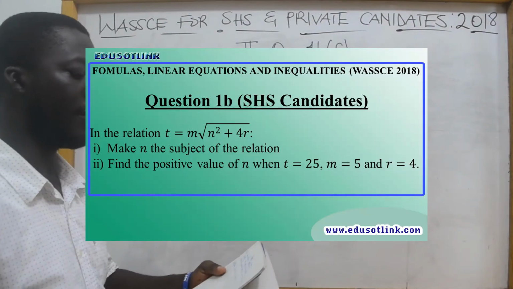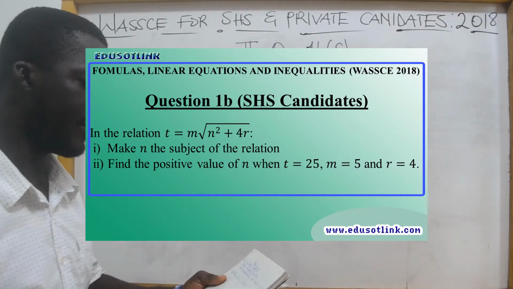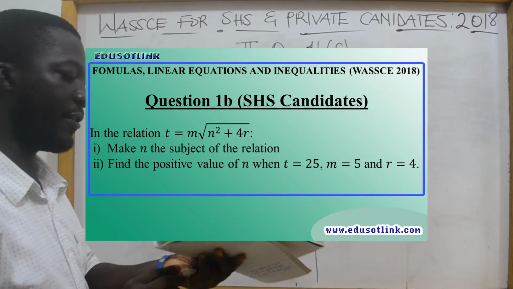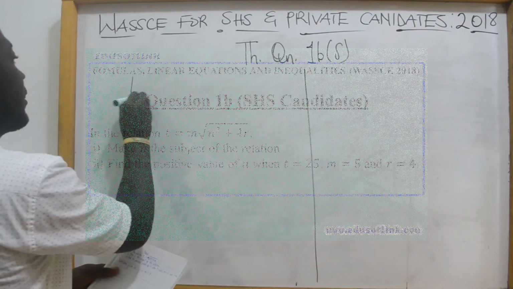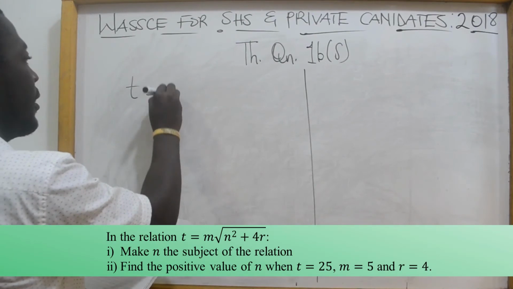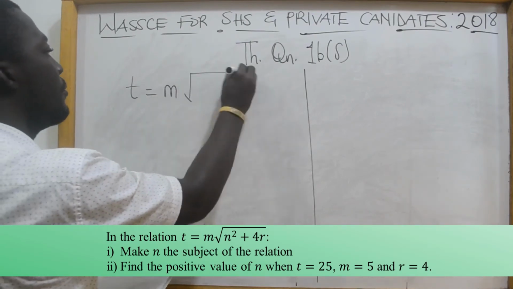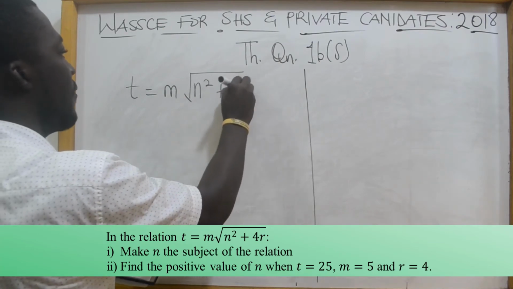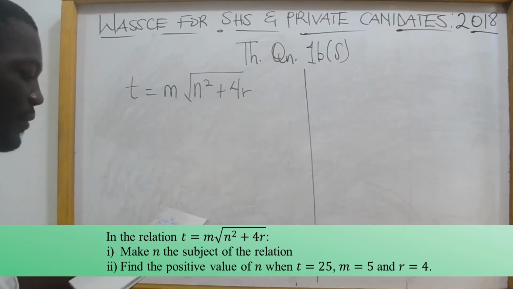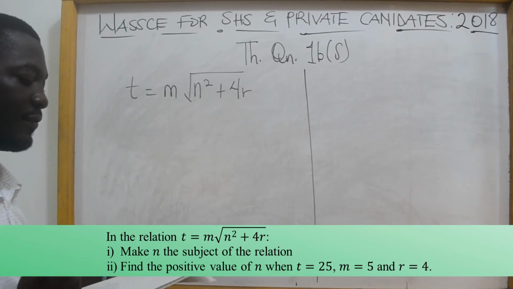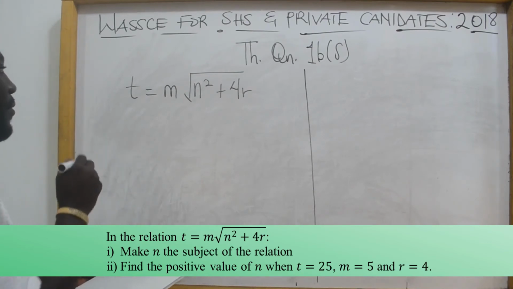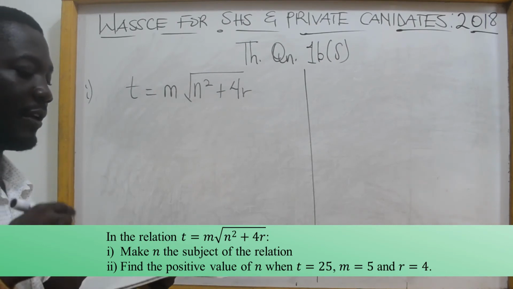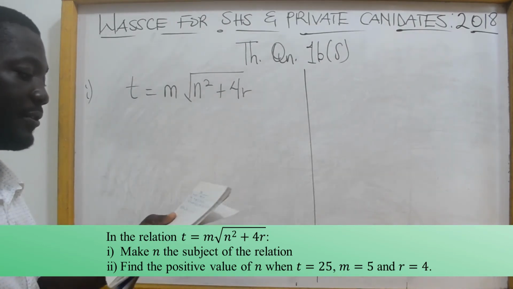Theory question 1b for senior high school candidates. It reads, in the relation T = m√(n² + 4r), make n the subject of the relation. So we have to make n the subject. Then I find the positive value of n, we have been given values to do a substitution and find the value of n.